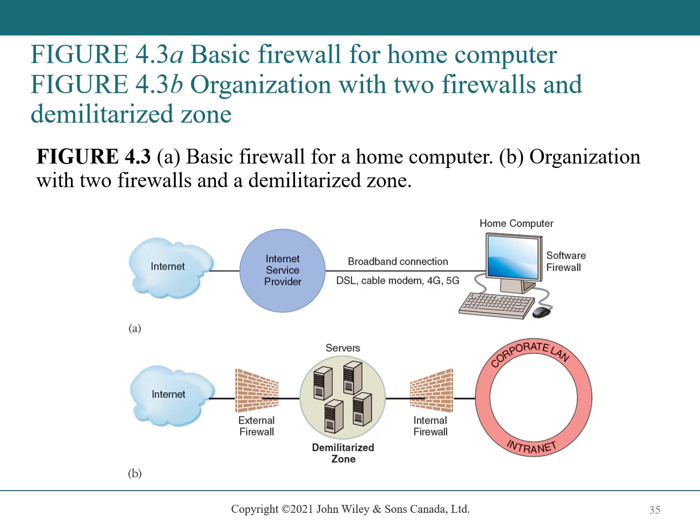A starts with a home computer with a software firewall, goes through an internet service provider to the internet. B has the corporate LAN through an internal firewall with a demilitarized zone between the two firewalls and then the external firewall on the other side of the servers, between the servers and the internet.